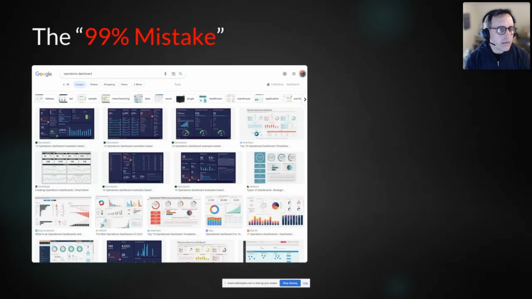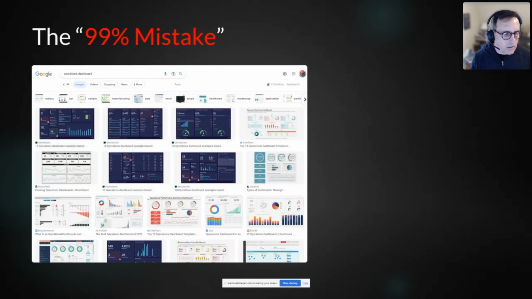thing I call the 99% mistake. And I call it that because it is rare to find an example where someone has done this well if you look at the whole world of examples. And I'll get to what I mean by that. So this is a Google search I did yesterday or the day before, and I searched for operations dashboard. I could have searched for a real-time dashboard. I could have searched for something even more specific, like a mining dashboard or a power generation dashboard or an oil refinery dashboard or anything you want.